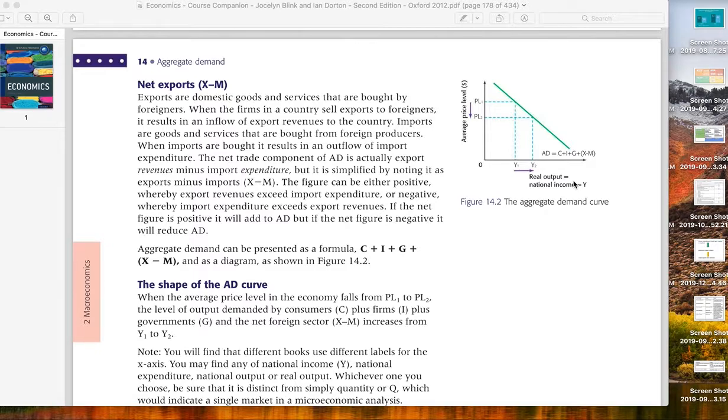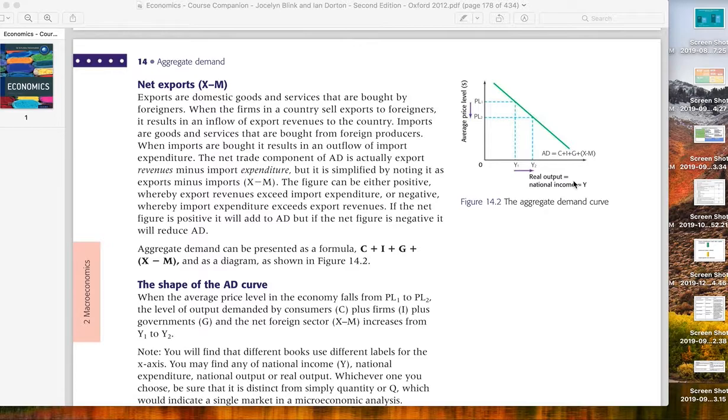Exports are domestic goods and services, so it's goods and services in the country that are bought by foreigners. If we're in the UAE, we might be exporting oil, which is one of our biggest exports, to other countries that need oil because we have oil here and they may not. When a firm in a country sells exports to foreigners, it results in an inflow of revenue into the country. So when you sell to outside countries, revenue starts coming into the country.